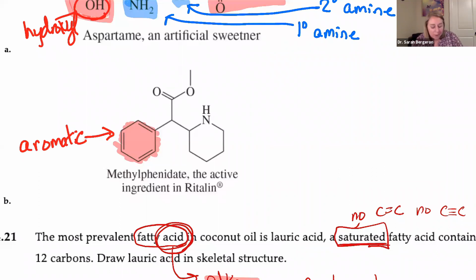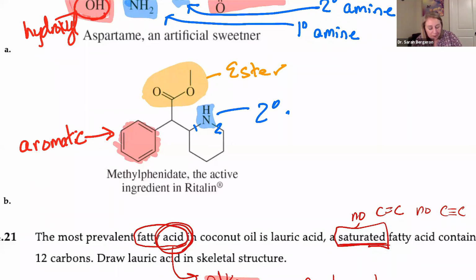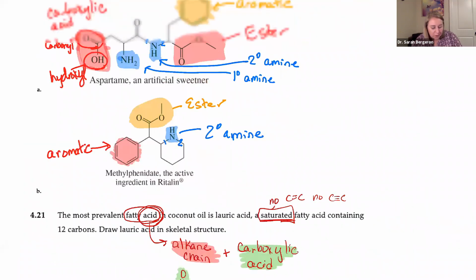Aromatic, okay. Then, I identified this in the previous molecule, right? I said, that's an ester right there. So I'm going to label that an ester. And then I have another amine group. It's a nitrogen. And in this case, it's bound to 2, 1, 2, right? So we're going to call this a secondary amine. Okay. What else we got?